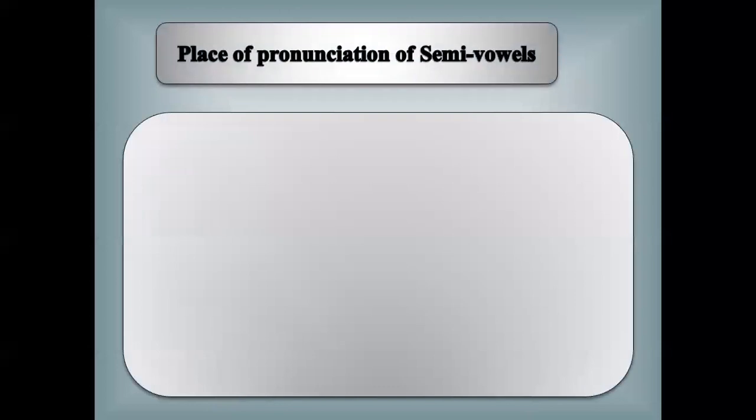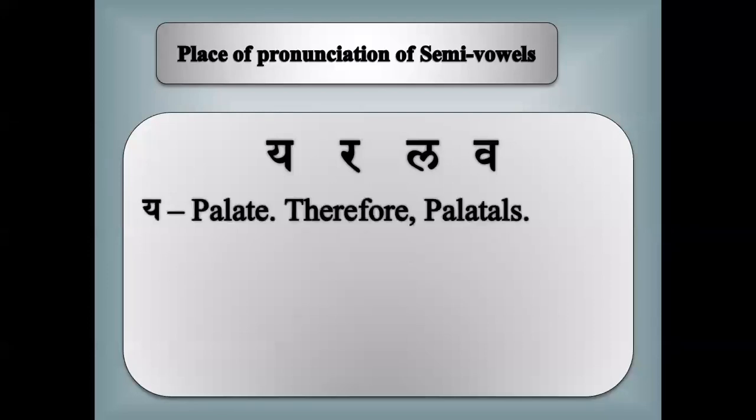Now, let me ask you. When you say ya, can you visualize or imagine the place of pronunciation from where the sound comes? Palatal. Like yaga, yavanam. Ya is palatal. The sound comes from the palate. You can note down: ya is palate, therefore palatal.